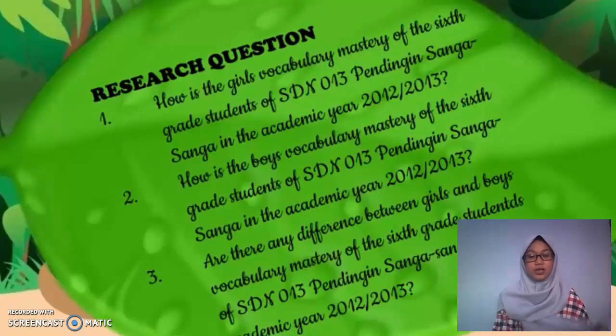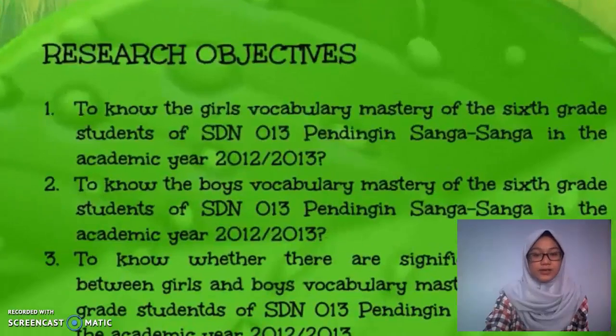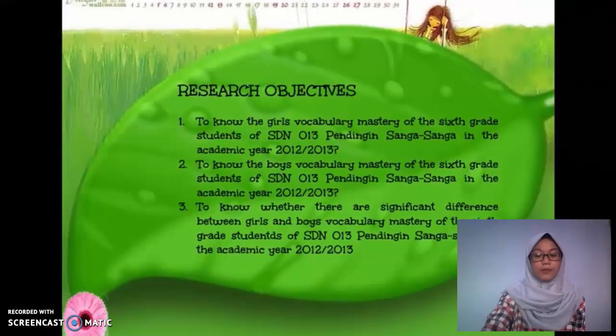The first question is, how is the girls' vocabulary mastery? The second question asks about the boys' vocabulary mastery. The third one asks about the difference between girls' and boys' vocabulary mastery. Next point is research objective. There are also 2 research objectives which are related to the answers of the research questions.